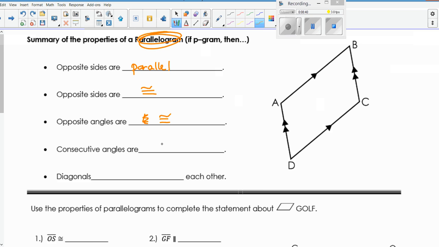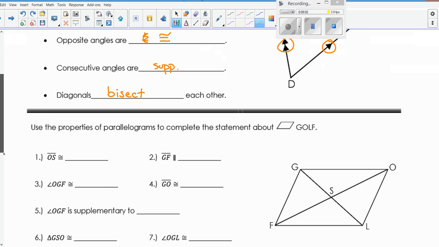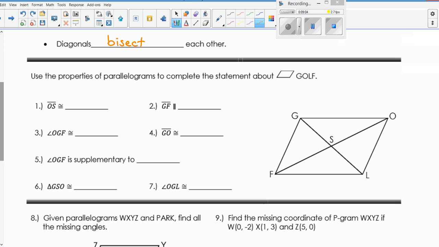congruent. One of them is that consecutive angles are supplementary. And the last one is that diagonals bisect each other. And this all happens if parallel. So if opposite sides are parallel. Okay. So let's kind of put some of this to work.